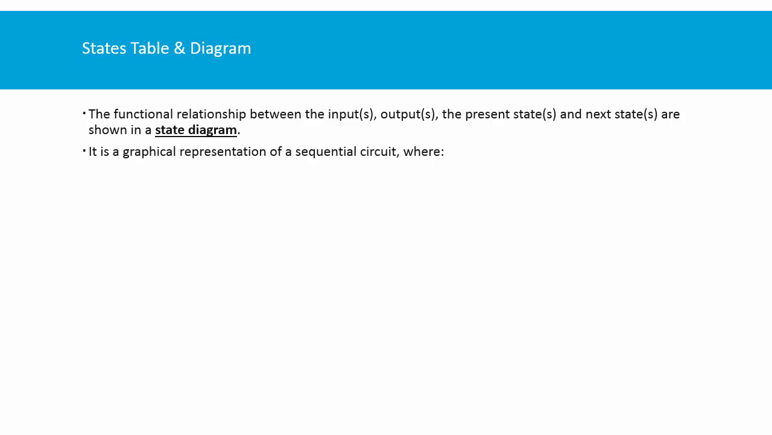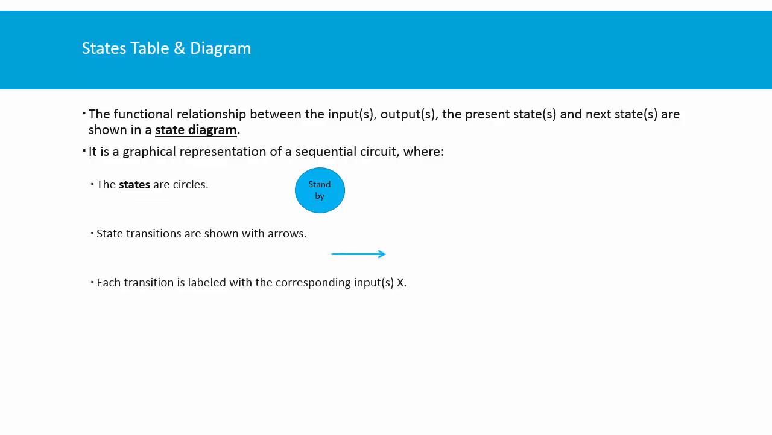The state diagram is a graphical representation of a sequential circuit. In this case, the states are shown as circles, like this. Here I'm showing you a state called standby. The state transitions, which are when you change from one state to another, are shown by arrows. Each transition is always labeled with the corresponding inputs, which we will be calling x's, such as this. So in any arrow, you must have an x.